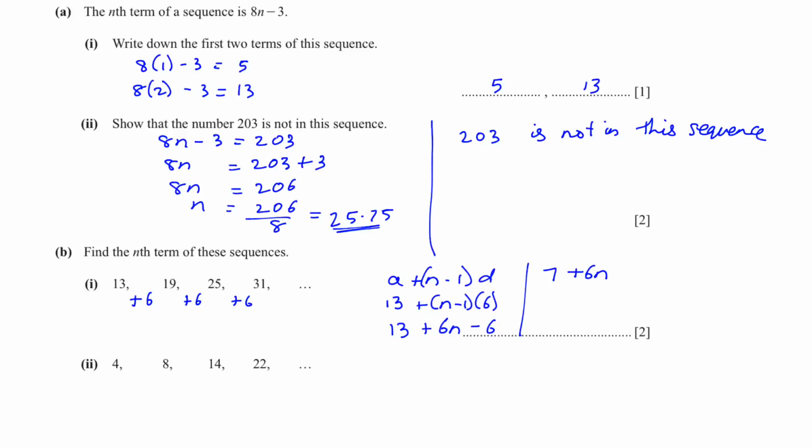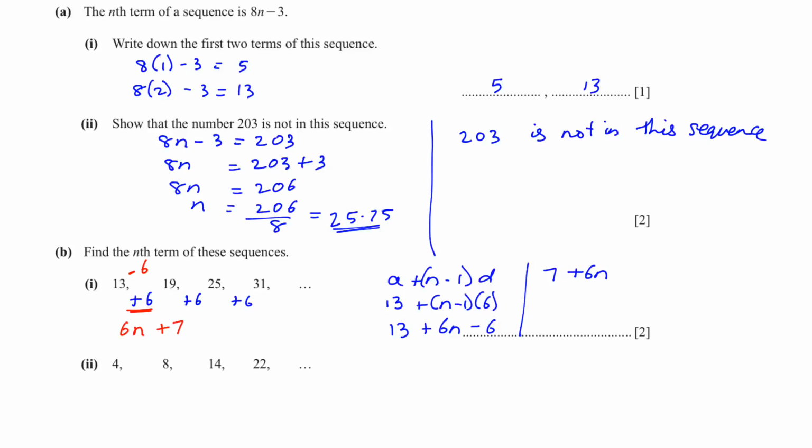You can solve it directly without using the formula. Whatever is your difference, we write it with n, so 6n. And then from the first term, subtract your difference. 13 minus 6 is 7. So this way is also workable.